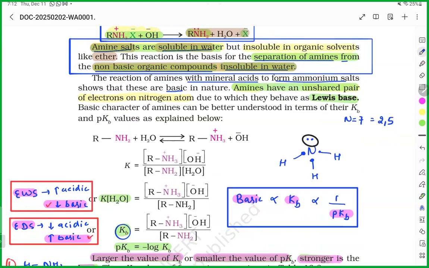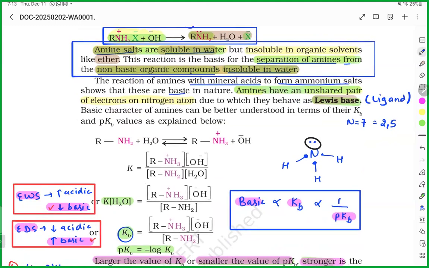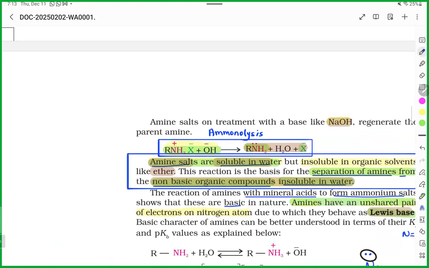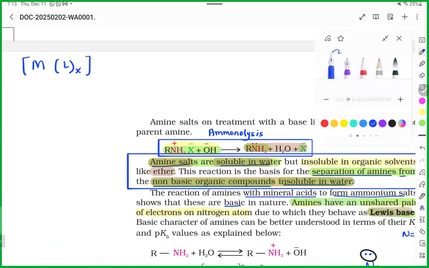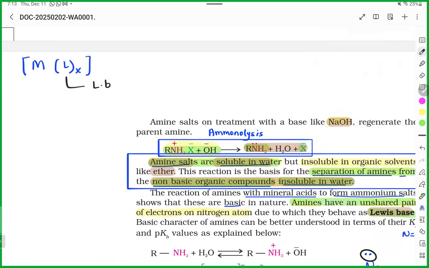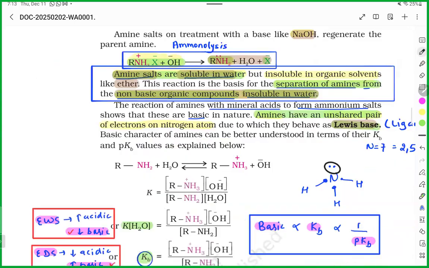Amine, because it has a lone pair of electrons, can donate electrons, so it can act as a Lewis base. Like in coordination compounds, ligands are Lewis bases, metals are Lewis acids. Do you remember, everyone? Ligands are Lewis bases because they donate electrons. Central metal atoms are Lewis acids because they accept electrons. Same here, because nitrogen can donate electrons, it can act as a Lewis base.